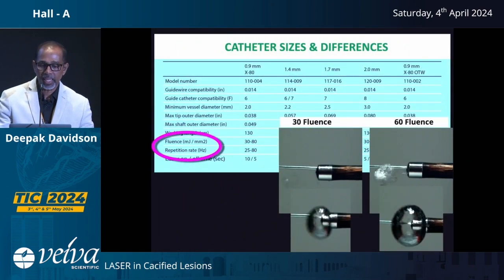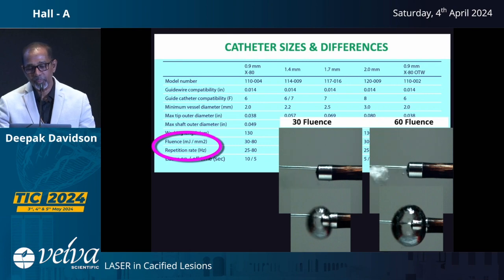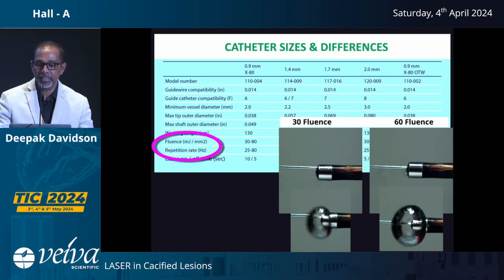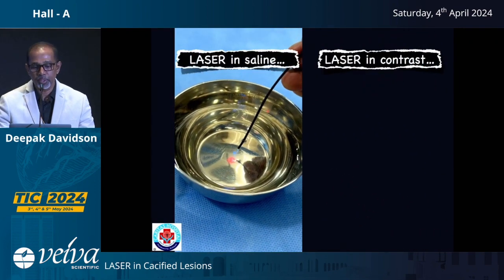We have two modalities. You can manipulate two basic things: you can adjust the frequency, and you can adjust the energy that's being delivered at the lesion site. Once you increase the energy, you have a bigger cavitation bubble, which means a better lesion preparation. But one should keep in mind that the chance of complications is likely to be more.